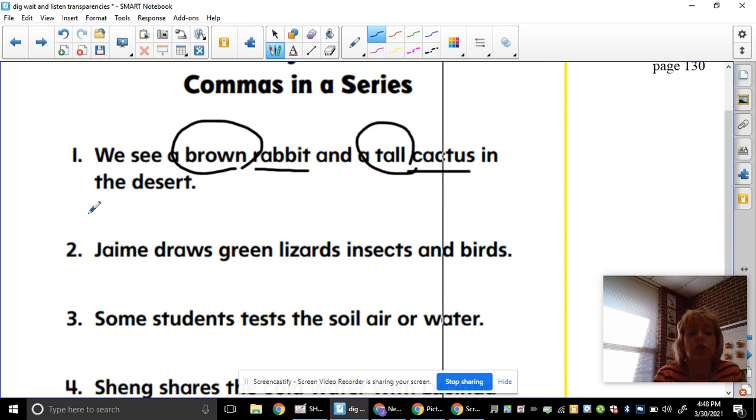Let's keep going. Jamie draws green lizards, insects, and birds. Well, lizards, insects, and birds are things, and there are three things in a series. So let's put a comma after lizards, a comma after insects, and birds. And what describes the lizards, insects, and birds is green. They're all green. Green lizards, insects, and birds.